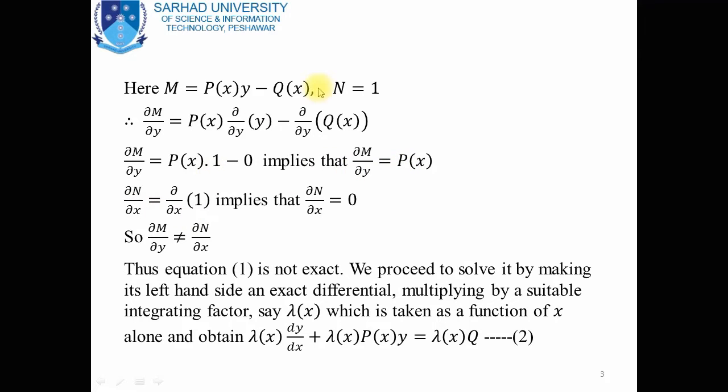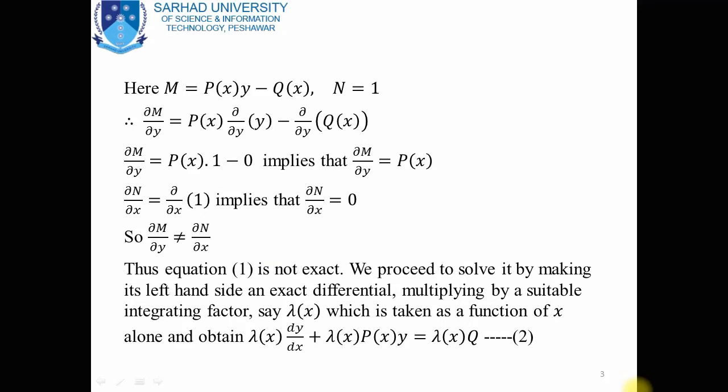And now the partial derivative of N with respect to x: since N is equal to 1, the partial derivative of N with respect to x will be equal to 0. Now dear students, since we have already done the exact differential equation, a differential equation will be exact if the partial derivative of M with respect to y is equal to the partial derivative of N with respect to x. But here they are not equal. So equation number 1 is actually a non-exact differential equation.